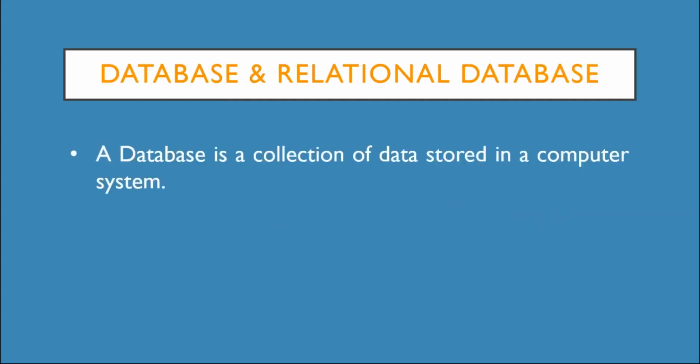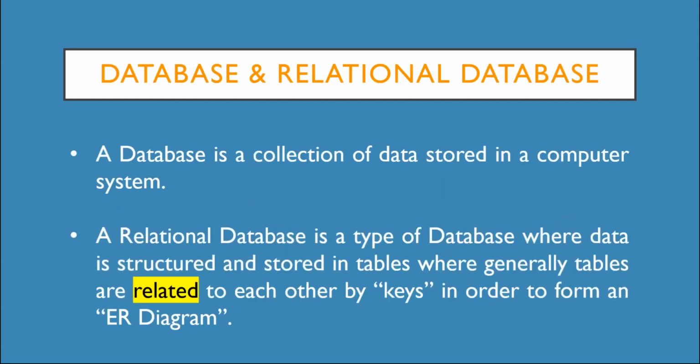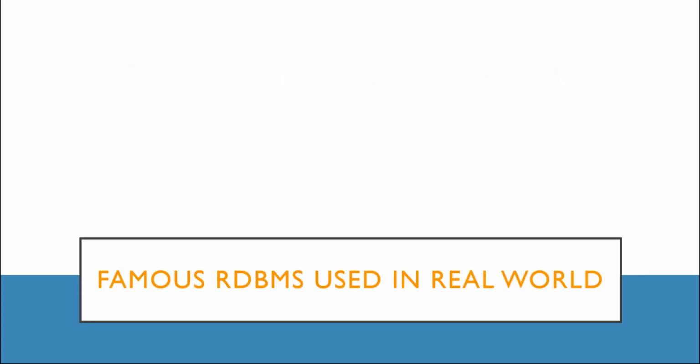So a database is a collection of data stored in a computer system, whereas a relational database is a type of database where data is structured and stored in tables, where generally tables are related to each other by keys in order to form an ER diagram. So famous relational database management systems used in the real world, we can mention MySQL, the one that we will use in this tutorial.